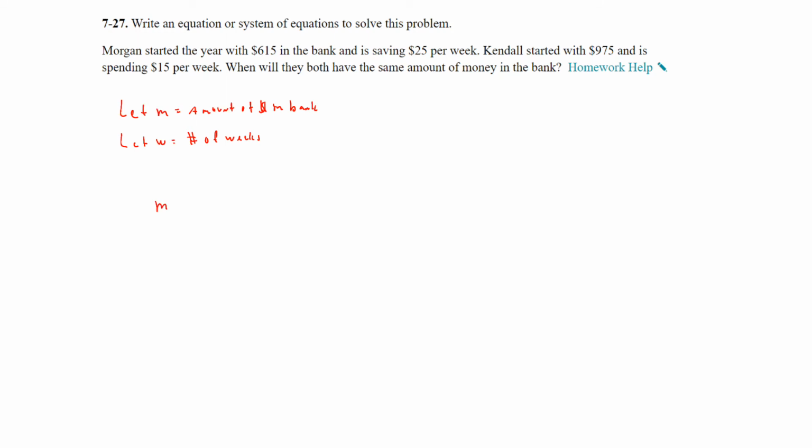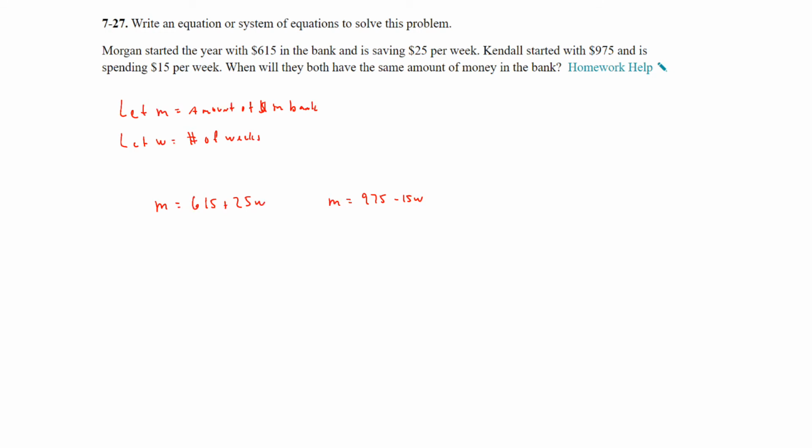So the money in the bank is going to be $615 plus $25 every week she's saving. Whereas Kendall is starting with M, the money in the bank, equal to $975, but she is spending $15 per week. So her money is going to be decreasing. So I set it up as a system.